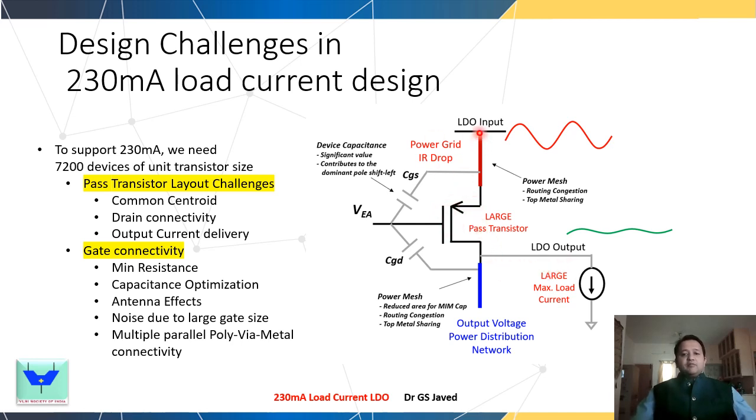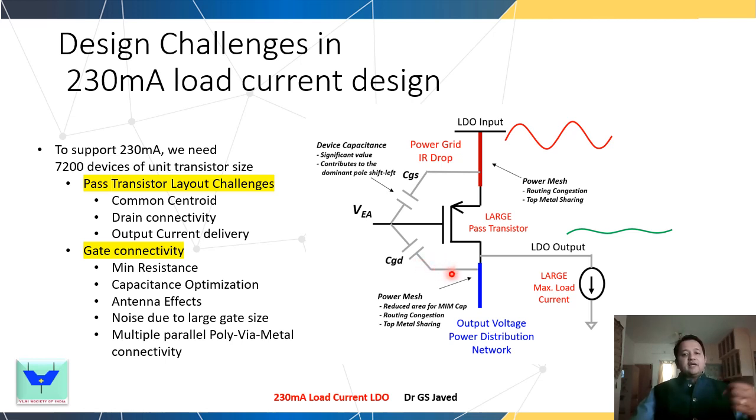Second, the voltage input that you have, the power mesh, right? You will have unique routing congestion and top metal sharing issues. We will be looking at that. Then the inherent device capacitance has a significant value and it contributes to the loop stability. It ensures that the pole will shift leftwards, which means your bandwidth of the LDO will reduce. Further, you have the CGD cap, and this CGD cap also will introduce a secondary pole, and this pole also moves leftwards, and also it provides some amount of stability. We will look at the intuition of how it is.